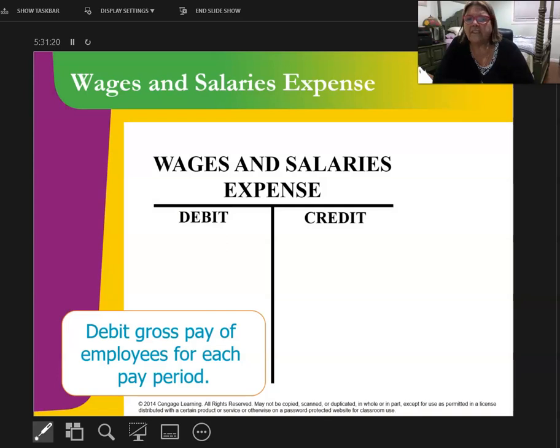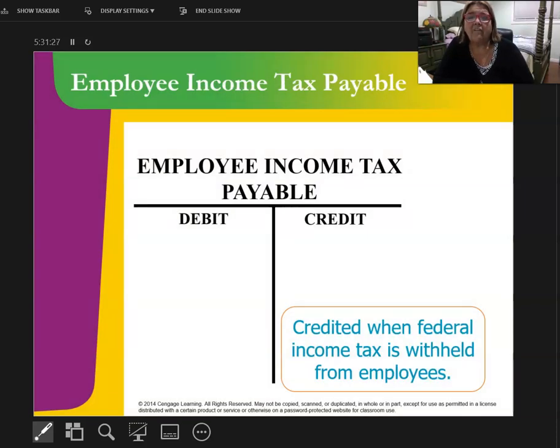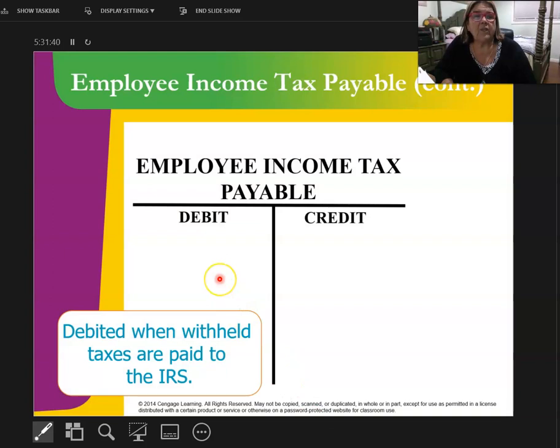So I would be debiting my expense. I'd be crediting any of the payable accounts. This means at a future date, I will have to actually pay it to the IRS or to the government. So I credit it when I take it from your check, but when I actually pay the government, I'm going to debit it.